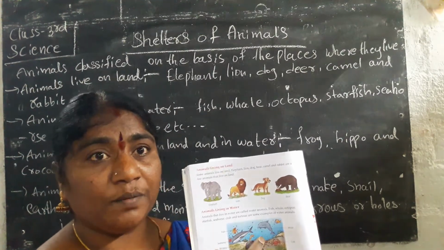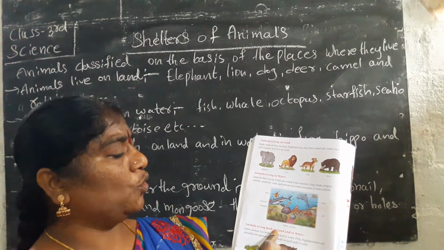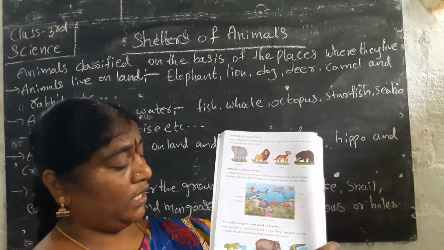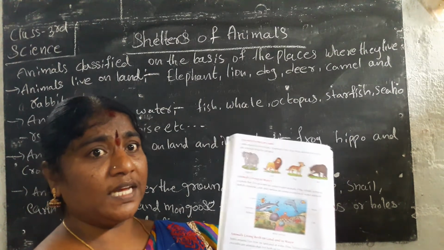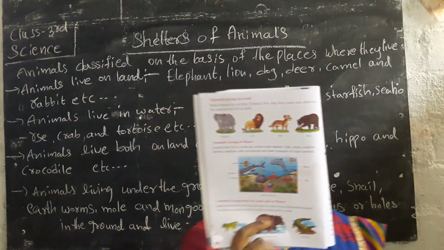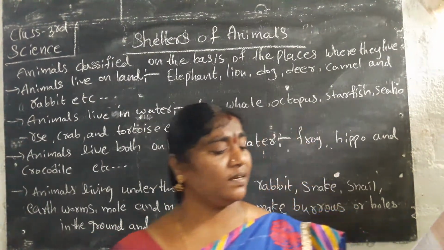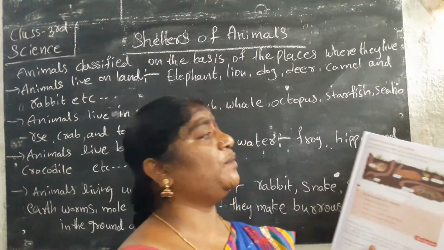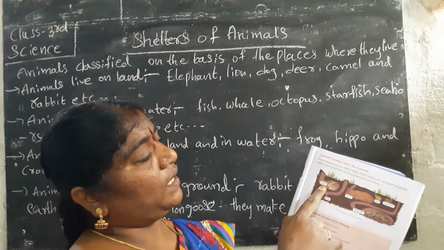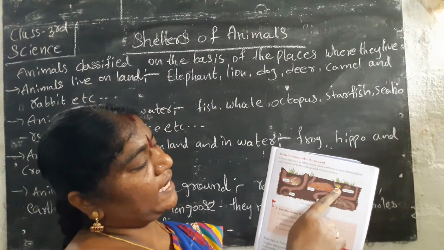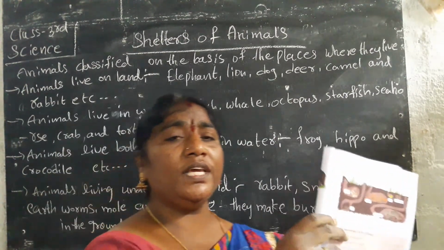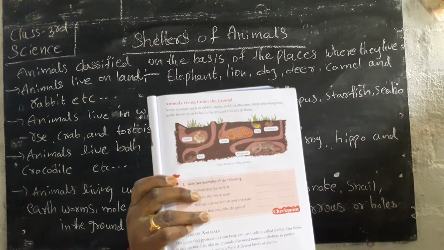The textbook has the pictures. Animals that live in both land and water: frog, hippopotamus, crocodile. When you see the pictures, you can identify them. They live both on land and in water. Next, on page number 23, you can see animals that live under the ground: rabbit, snake, snail, earthworms, mongoose and mole. These animals also live under the ground.